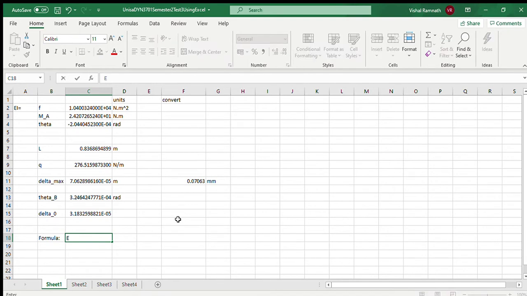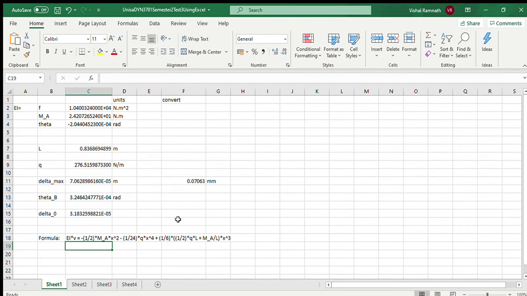The formula would be EI times V is equal to minus a half, minus 1 over 2 times MA times x squared, minus 1 over 24 times Q times x to the 4th power, plus 1 over 6 times, open bracket, a half times Q times L plus MA over L, close the bracket, times x cubed. So that's the formula for the beam.